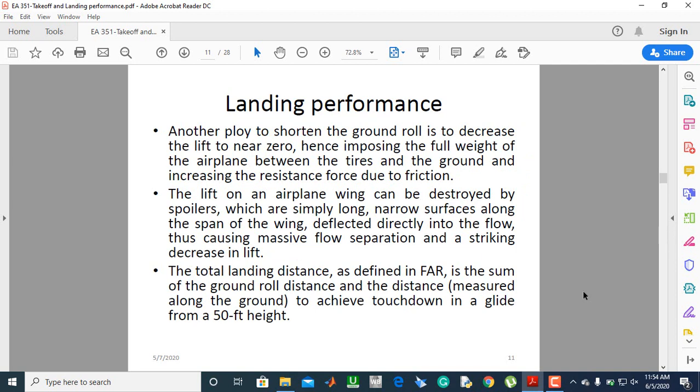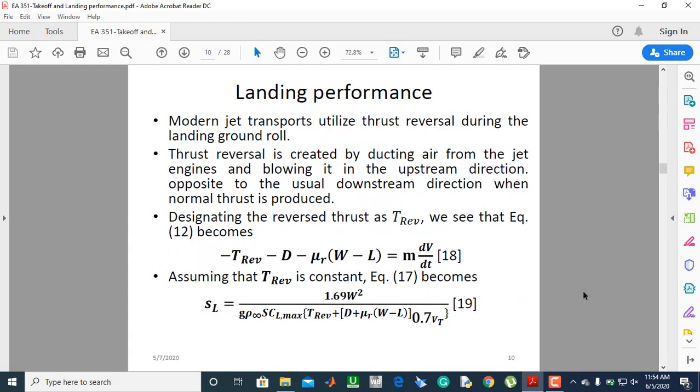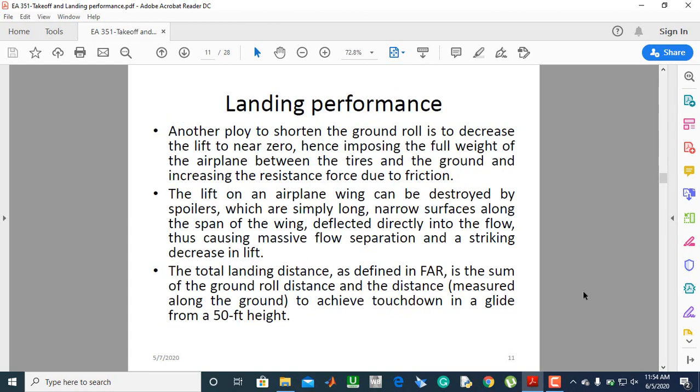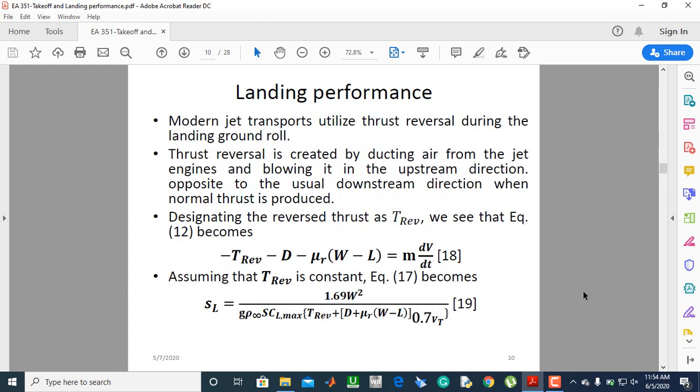So if we do that, we get equation 19. So here there are just few things I'm trying to explain, that to shorten the ground roll, to decrease the lift near or equal to 0, hence imposing full weight. So from equation 19, you can make some deduction.